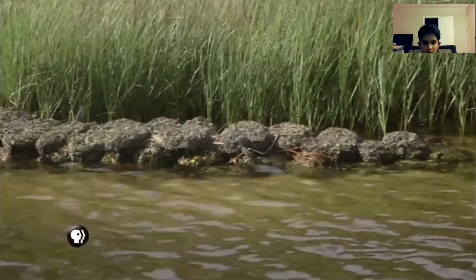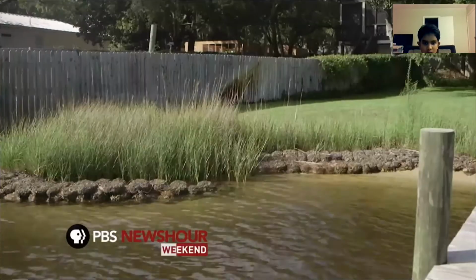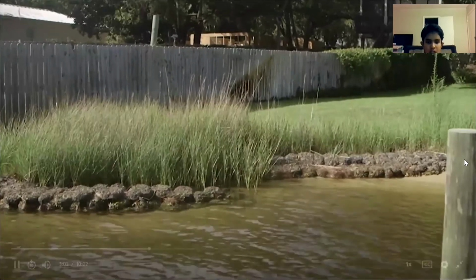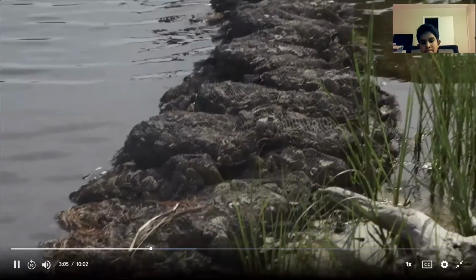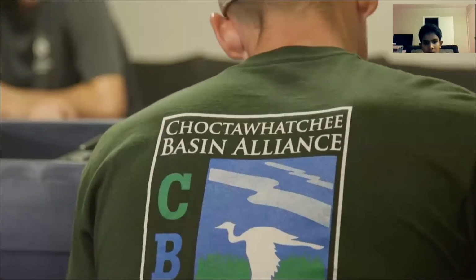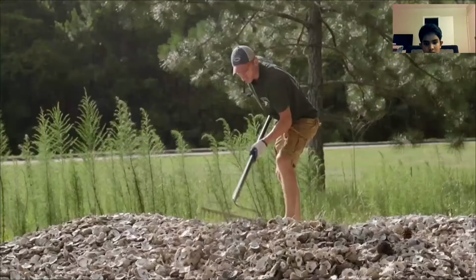It took almost a year to get the permits from the state and federal government to build the living shoreline. And it cost about $3,000, about a quarter of what an 80-foot seawall would have. The CBA subsidizes the cost with grants, labor, and oyster shells, which are collected from local restaurants.